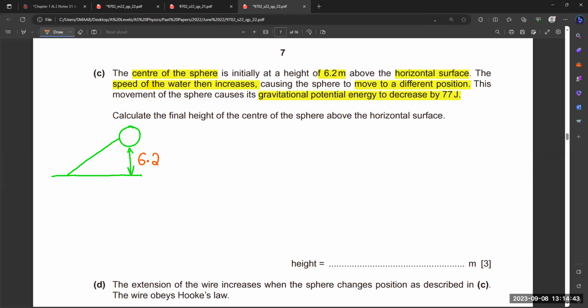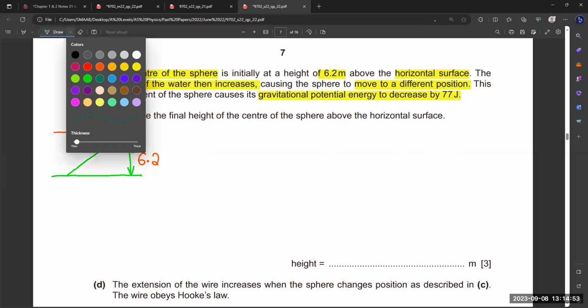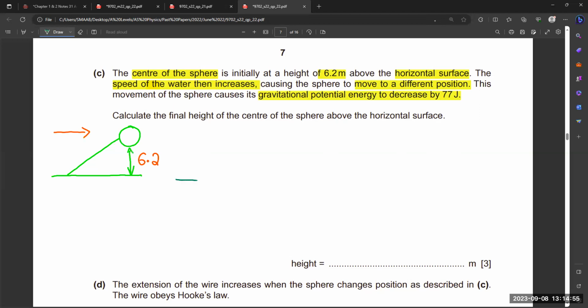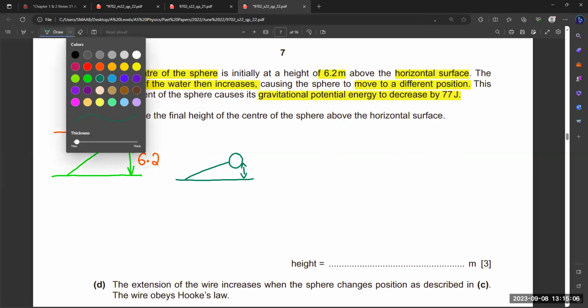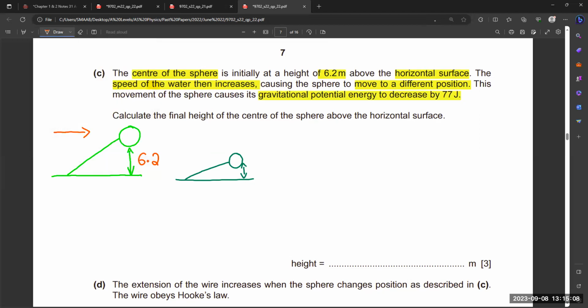And then they are asking the speed of the water increases, and water is flowing towards the right-hand side. So if speed will increase, you know that this sphere will move a little bit downward. So we know that the gravitational potential energy is mgh. GPE equals mgh. You know the formula that gravitational potential energy is mgh.